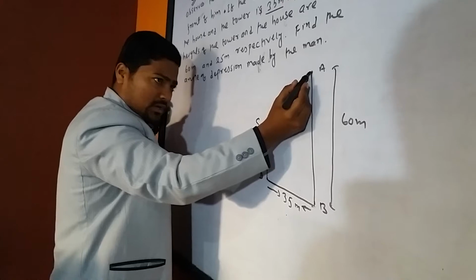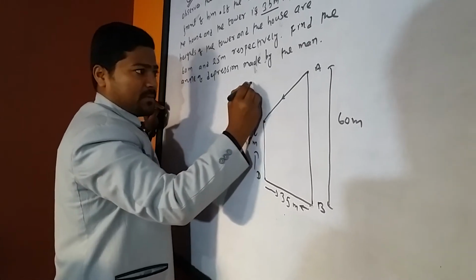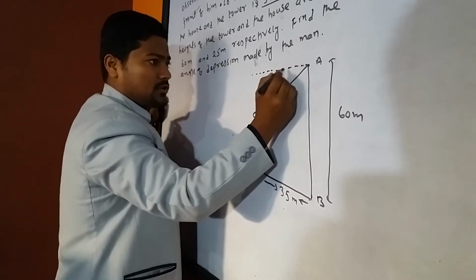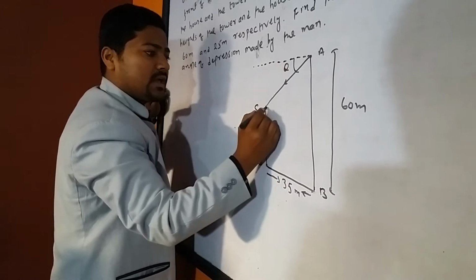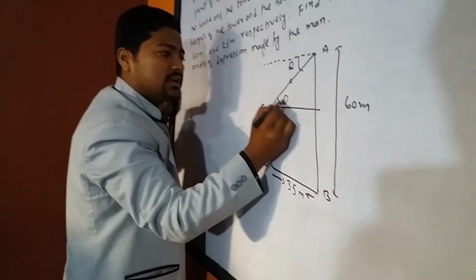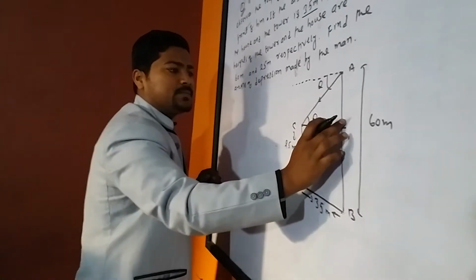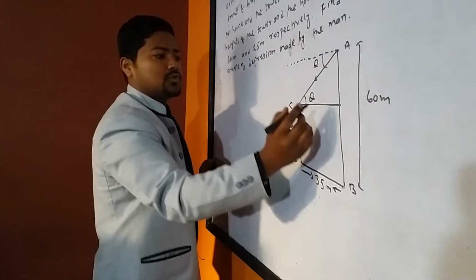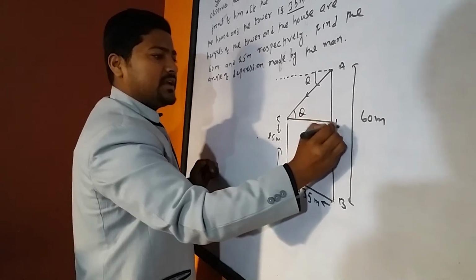If you look from the top to bottom, then the angle of depression means this. You can say this is theta, and if you join this line, then this theta is equal to this theta. So in this way we can make the figure. We can name the points A, B, C, D, E.